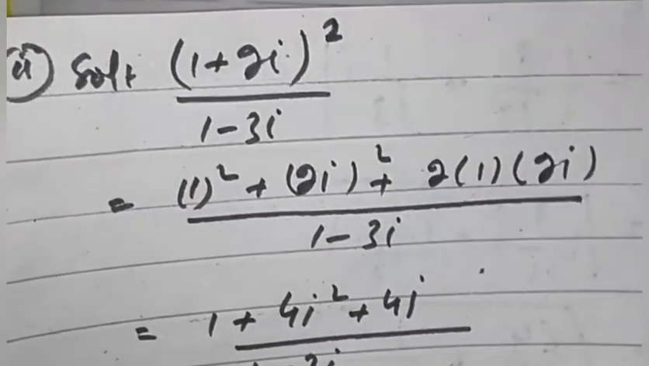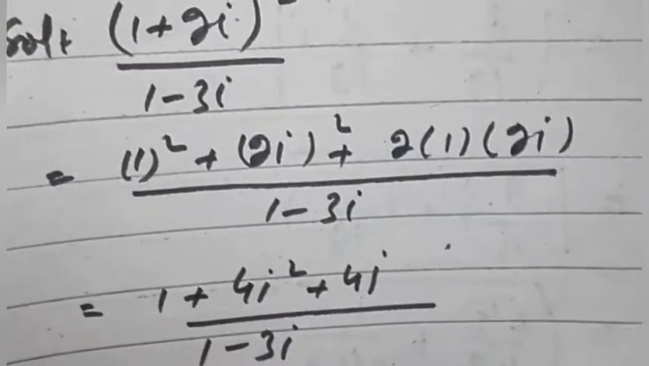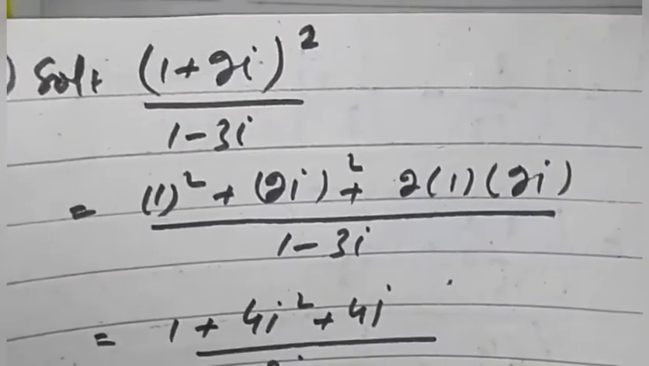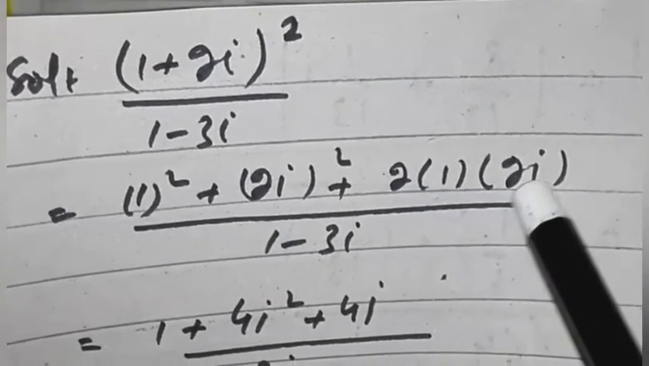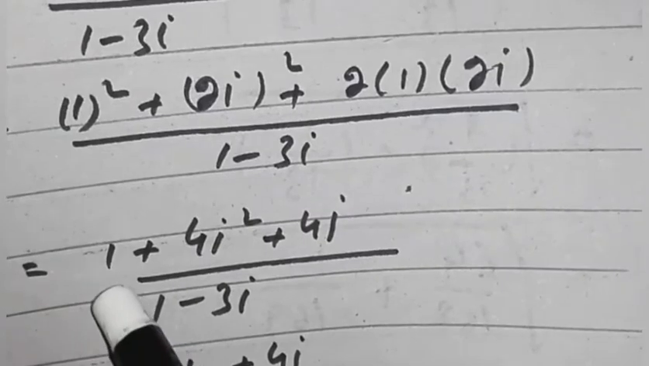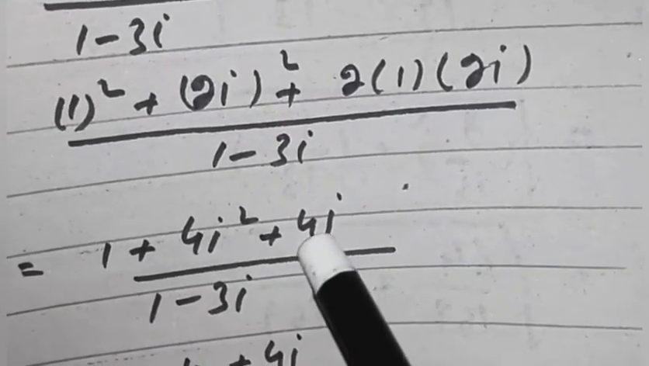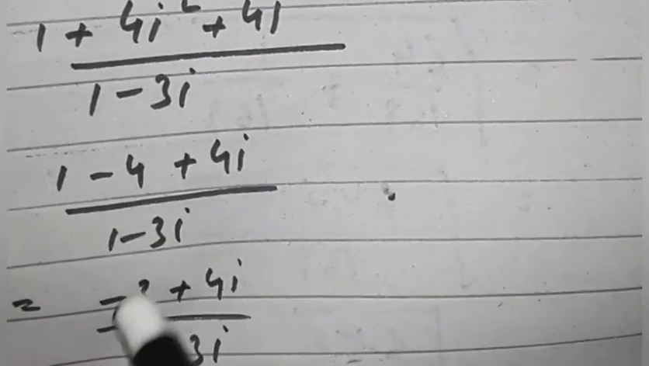Now look at part second. 1 plus 2 iota whole square divided by 1 minus 3 iota. So 1 plus 2 iota whole square can be written as 1 square plus 2 iota square plus 2 into 1 into 2 iota, divided by 1 minus 3 iota. It can further be written as 1 plus 4 iota square plus 4 iota divided by 1 minus 3 iota. Now the iota square value is minus 1, so minus 1 into plus 4 we get 1 minus 4 plus 4 iota by 1 minus 3 iota. 1 minus 4 we get minus 3 plus 4 iota divided by 1 minus 3 iota.